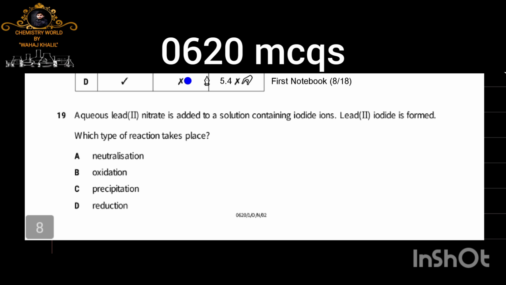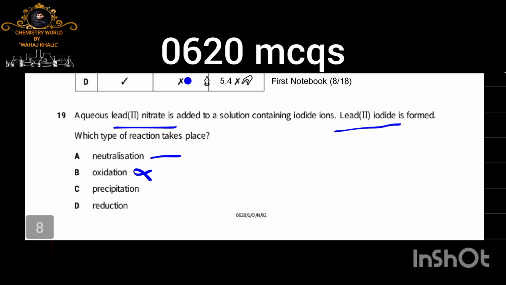So we know that the reaction between acid and base that produces a salt is neutralization. So it is not a neutralization. As we know, oxidation means loss of electrons, gain of oxygen, and increase in the oxidation state. Their oxidation states are not changed in the reaction, so it is not oxidation.